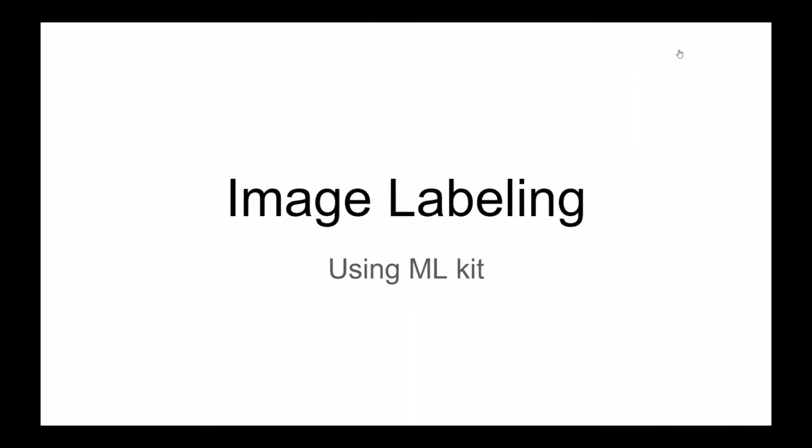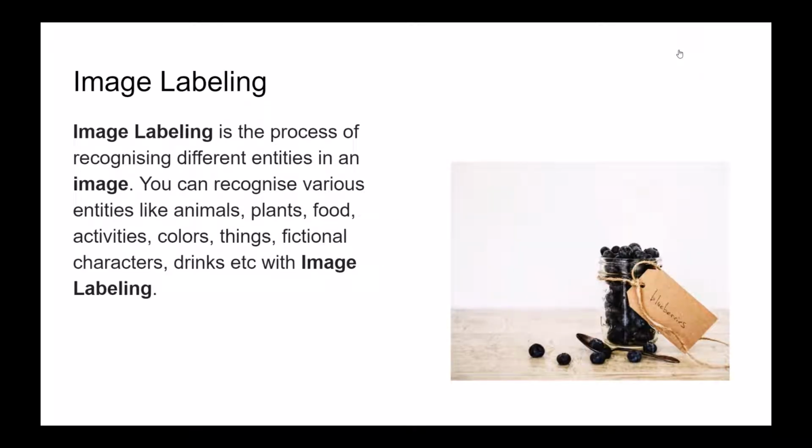Welcome to the image labeling using Firebase ML Kit section of this course. So what is image labeling? It is the process of recognizing different things in an image. So you can recognize various entities like animals, plants, food, activities, colors, things, fictional characters, drinks and so on with the help of the image labeling feature.